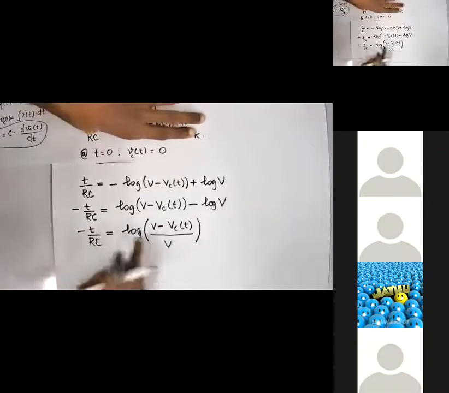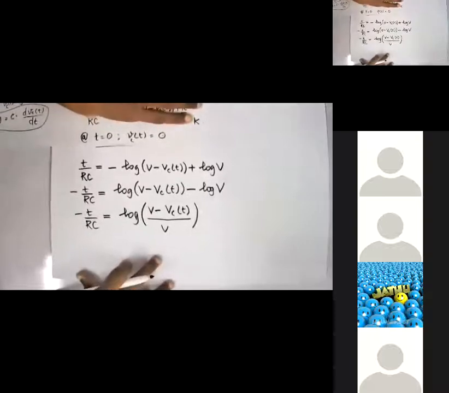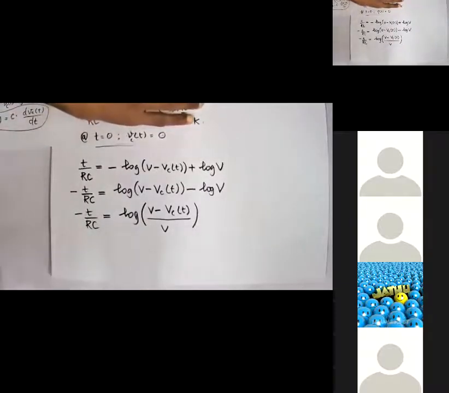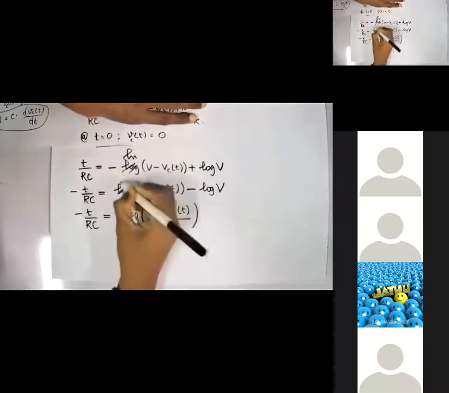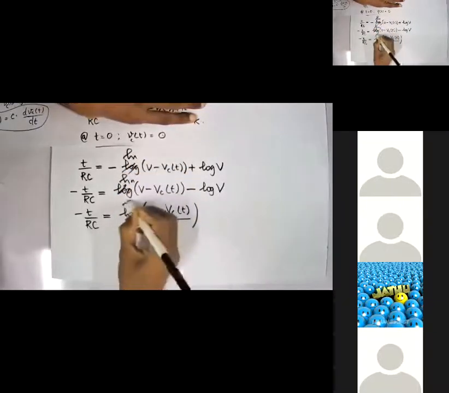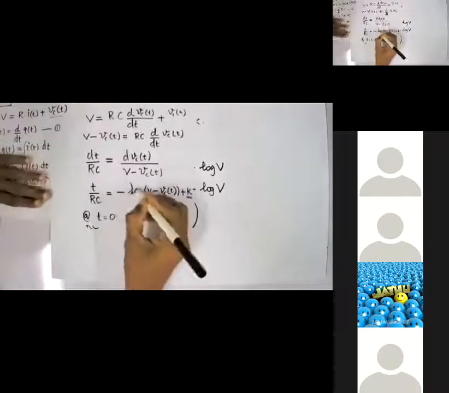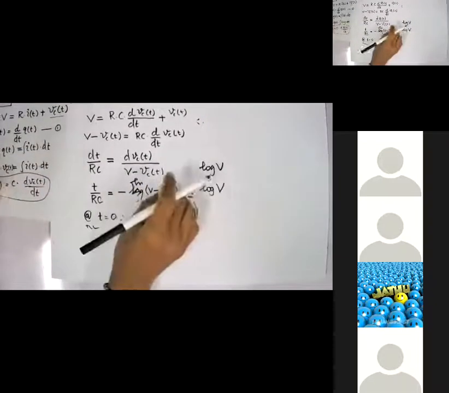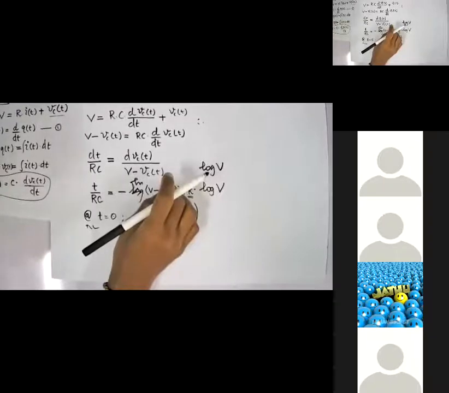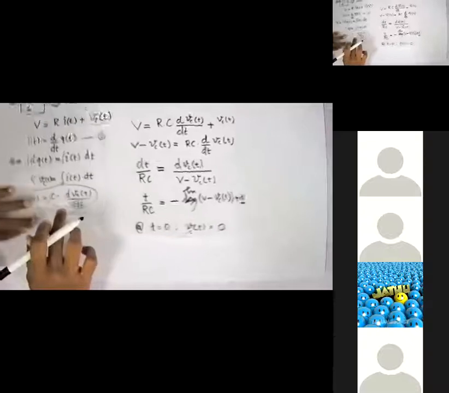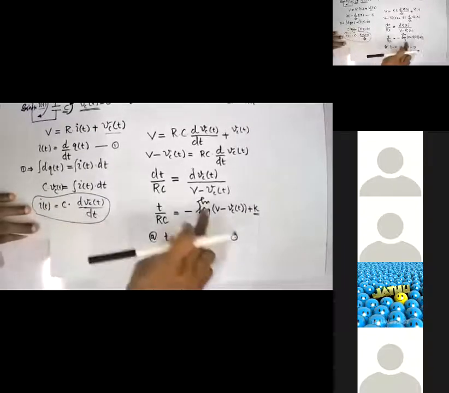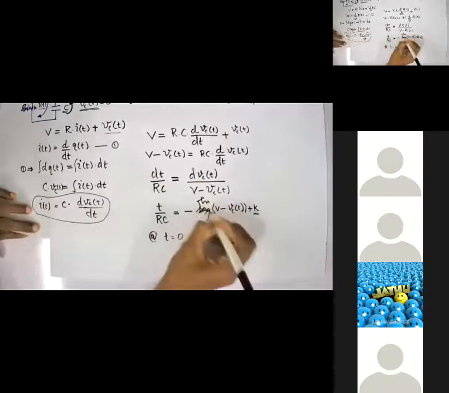Right. So now this is log. So take anti-log both sides. Anti-log means, sorry, this is ln, right? Take natural log. All these will be ln, natural logarithms. Even at this equation, when I am integrating it, it will be natural logarithm, right?